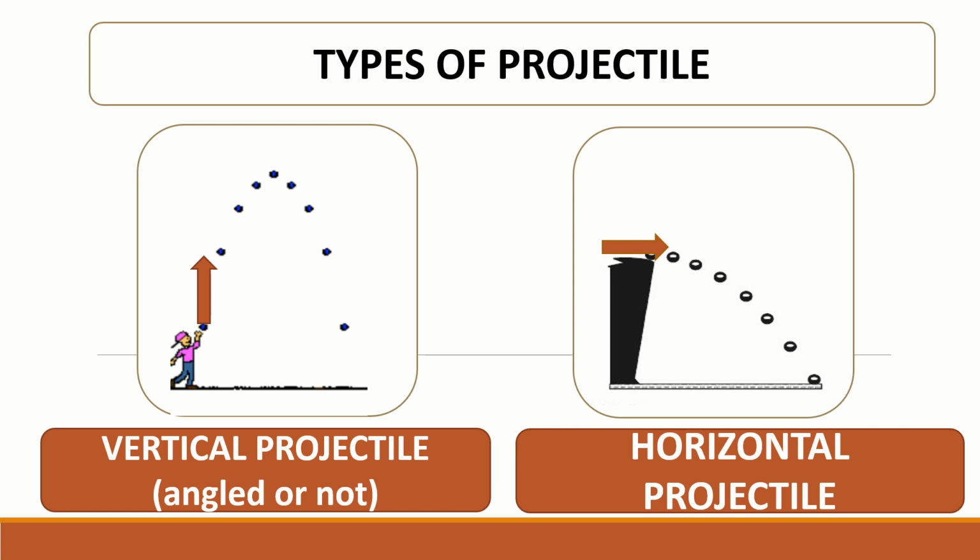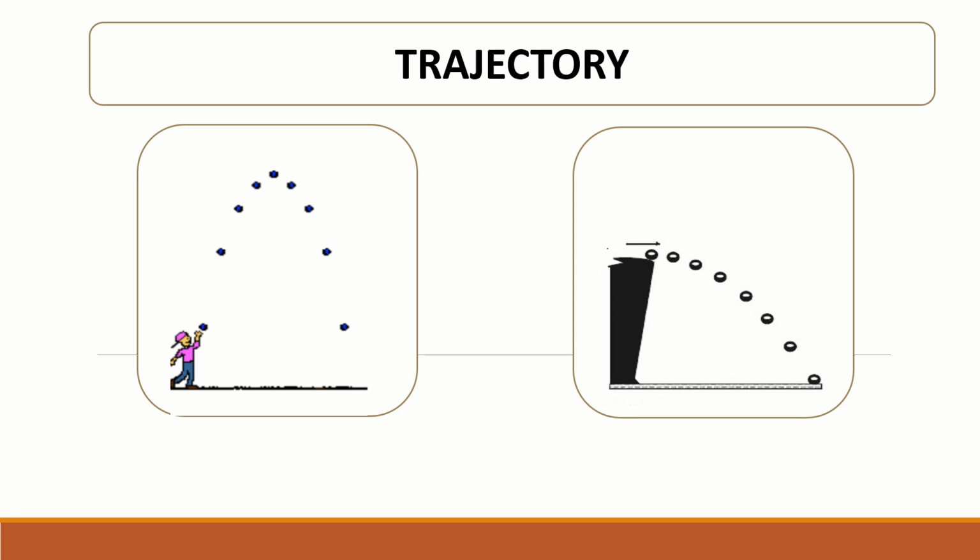As you can see, what varies is the direction of the motion, right? If it is moving upwards or going downwards, we can say it's vertical. If it is going from left to right, or vice versa, as long as it is being acted upon by gravity, then we have your horizontal projectile.